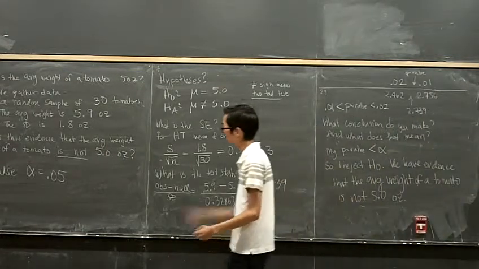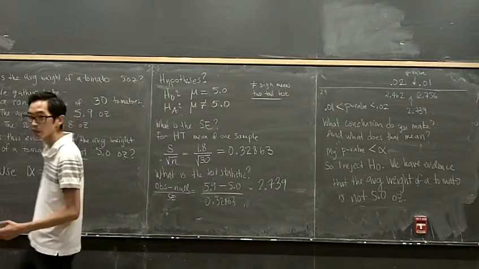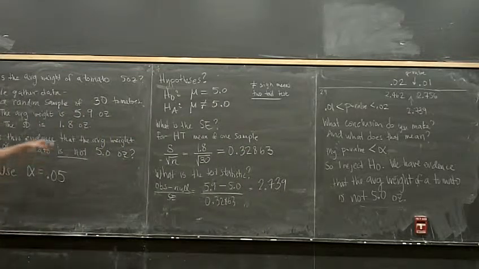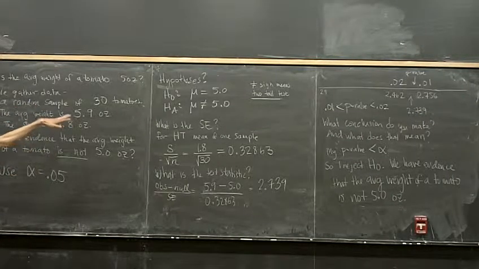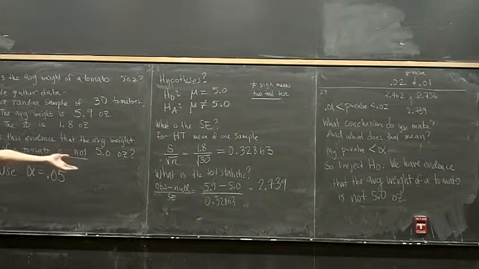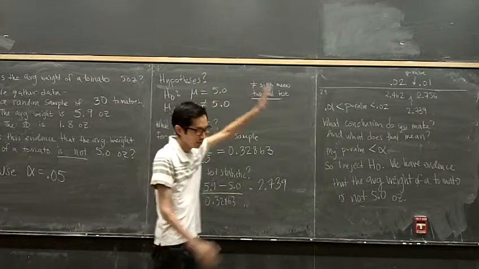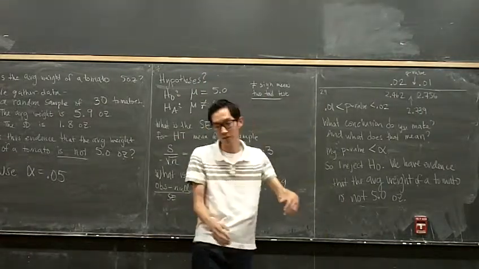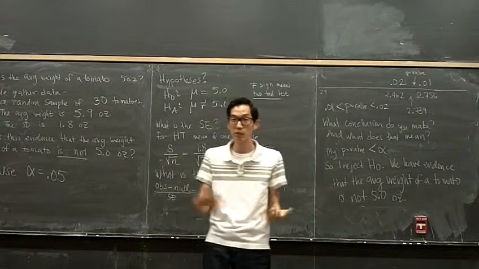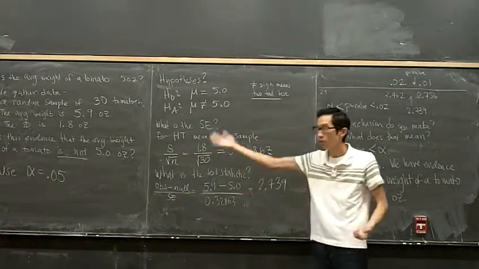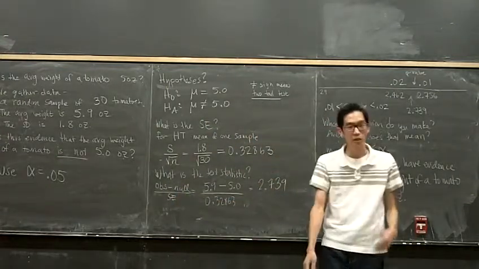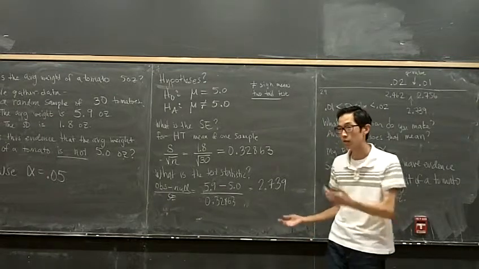So the fact that my 30 tomatoes had an average weight of 5.9 ounces with a standard deviation of 1.8 ounces, the fact that it's 5.9 ounces is enough evidence for us to say the average weight is not 5.0 ounces. Okay? So in the last example, the fact that the Norwegian male sample was 71 inches versus 72 inches, that was not enough evidence. Okay? But here, 5.9 versus 5.0, that is enough evidence to say it's not 5 ounces.